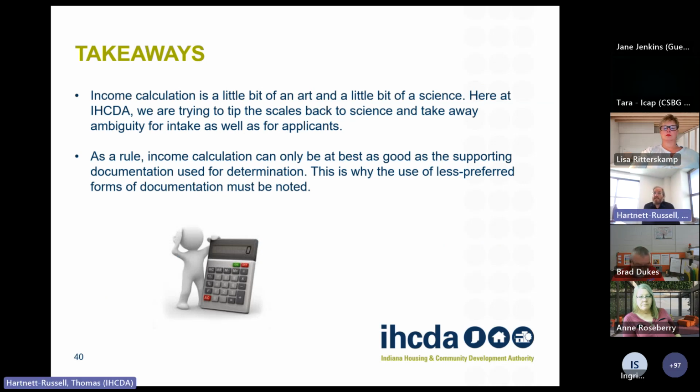Income calculation, there's a little bit of an art to it, a little bit of a science. I think we've talked a lot about the art of it today. That being said, we are trying to tip the scales back to science in order to take away some of that ambiguity, both for applicants and for our intake workers.